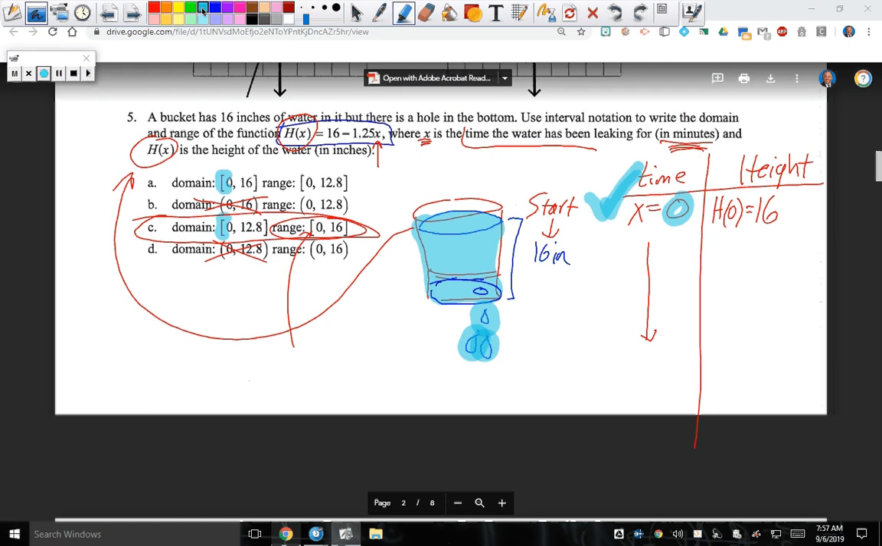You can check if you want by plugging in this 12.8 into x, and if you do, you'll see that 12.8 times 1.25 will end up becoming 16. So 16 minus 16 obviously would show you that at time 12.8 seconds, it would go to this 0 y value that we were talking about, that 0 height. But at time 0, at the beginning of this event of the water leaking, it would be at height 16. The only reason why they have it written from 0 to 12.8 is because we are writing domains least to greatest, the same with ranges. So C would be the answer.